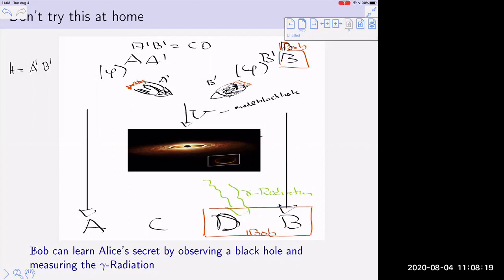So this is why I say don't try this at home. It's not very realistic, but it's still a cool experiment, because what happens is, although a black hole doesn't really send anything out by the gamma radiation, if you then measure the gamma radiation and Bob remembers what happened before in this entangled version, then he can actually get Alice's secrets by just looking at the gamma radiation and what he's done before, right?